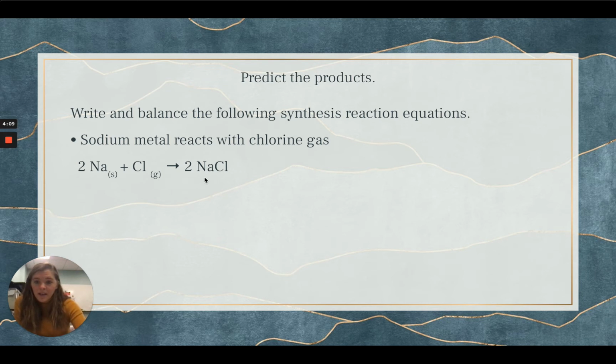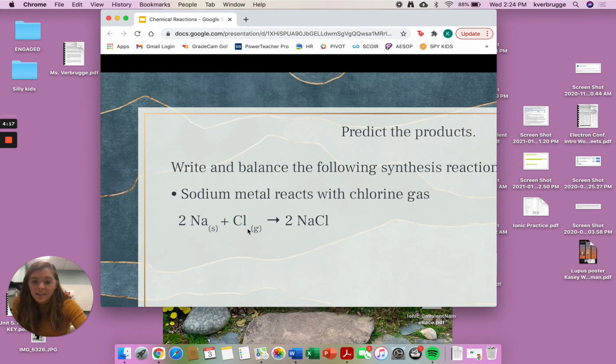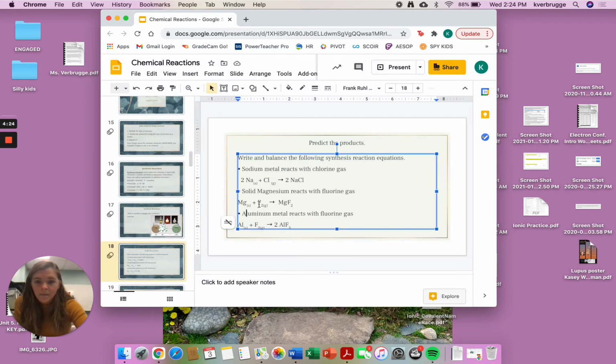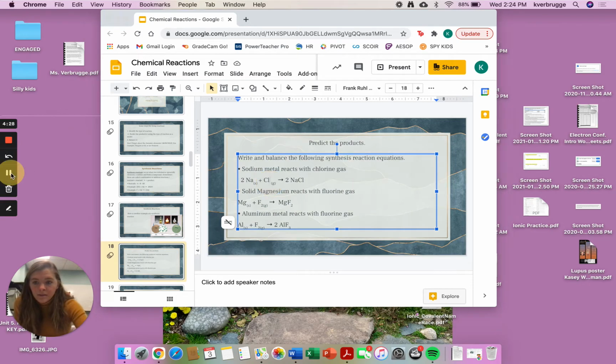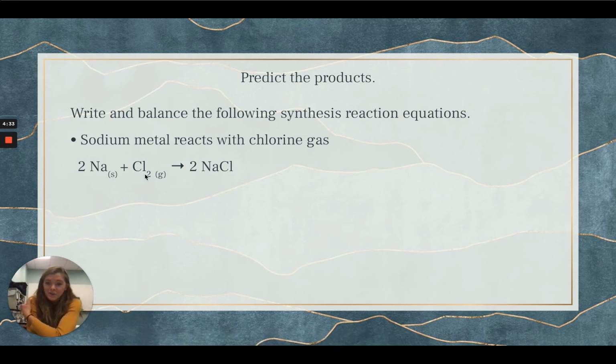Ooh, I do see an error here though. Does anybody notice my error? This should technically be Cl2 here if my computer will unfreeze. There we go. Okay, sorry about that. So it should be Cl2 because remember, Cl is one of those Brinkelhoff elements that I just told you about, and chlorine can never stand alone, so it must always be in pairs of 2.